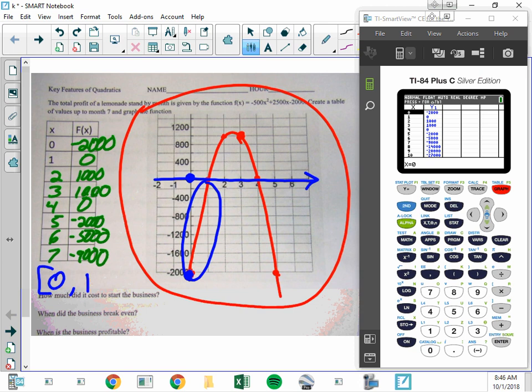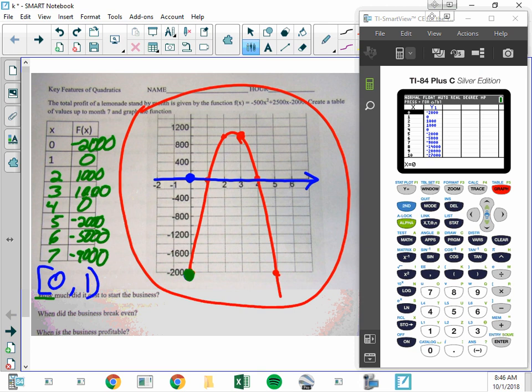Does x equals 1 give us a y value that is below the x-axis? No, it is on the x-axis, so 1 gets a parenthesis. Okay, and let me show you why that's the case. So we look here. Is this point below the x-axis? Yes. So that is included in the not profitable interval.